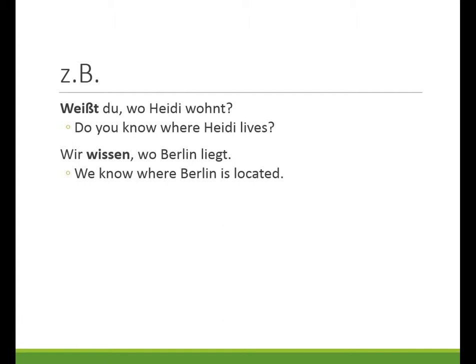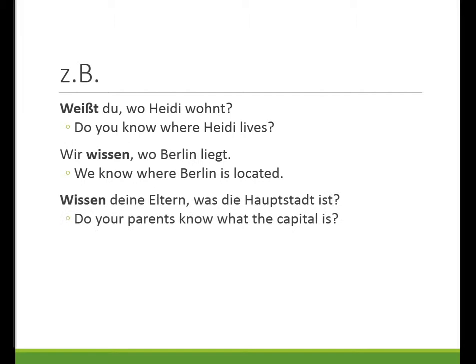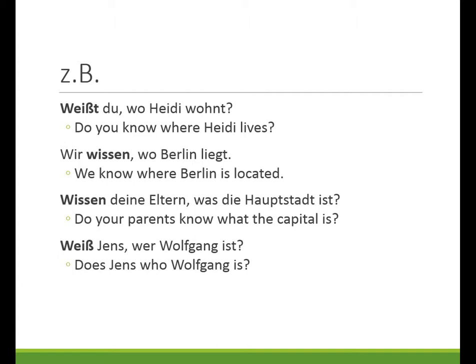Wir wissen, wo Berlin liegt. We know where Berlin lies or is located. Wissen deine Eltern, was die Hauptstadt ist? Weiß Jens, wer Wolfgang ist? Does Jens know who Wolfgang is? So make sure you put, does Jens know who Wolfgang is.